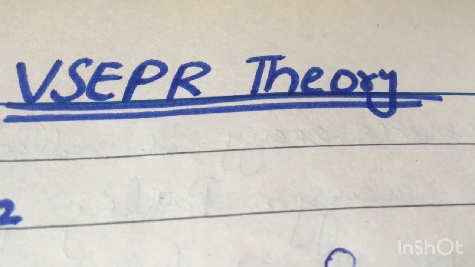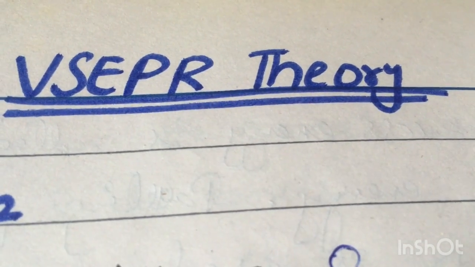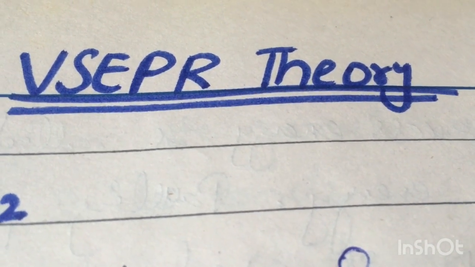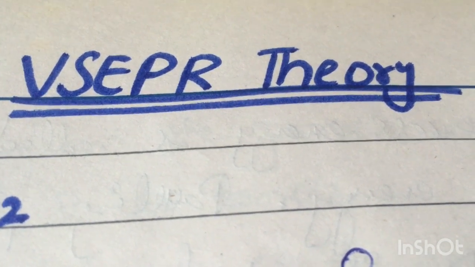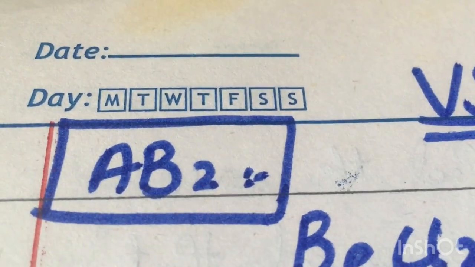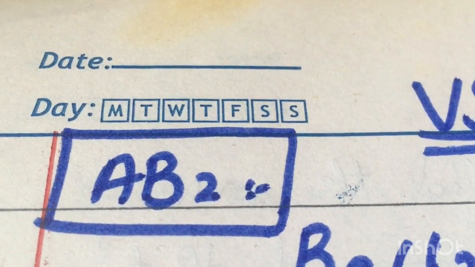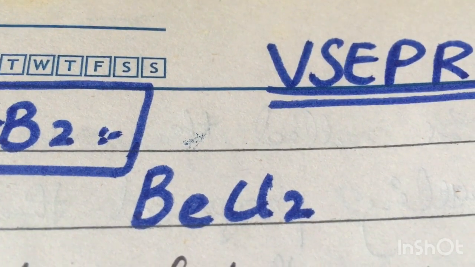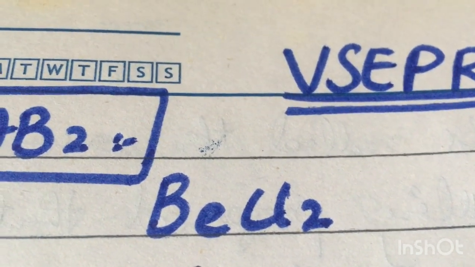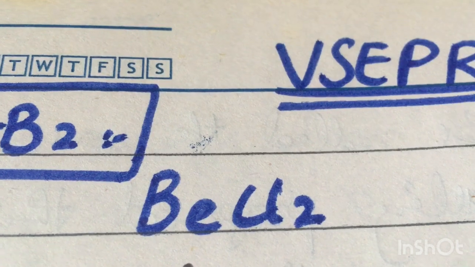Assalamu alaikum students. So today we're going to study the VSEPR theory, and basically we have to form the structures that come into the VSEPR theory. The first form of the VSEPR theory is the AB2 structure. In AB2 type we have an example of BeCl2, beryllium chloride. Be refers to beryllium and Cl2 refers to chloride.